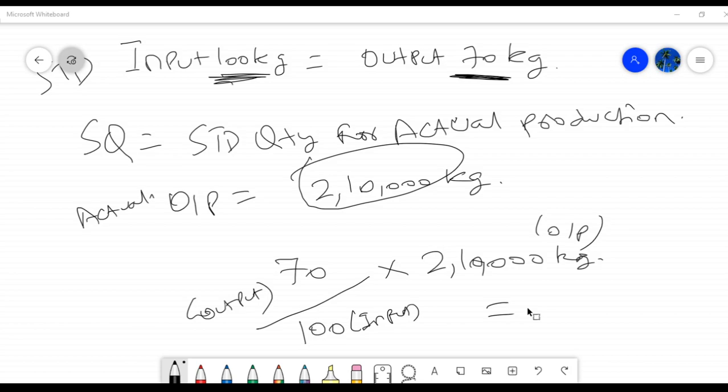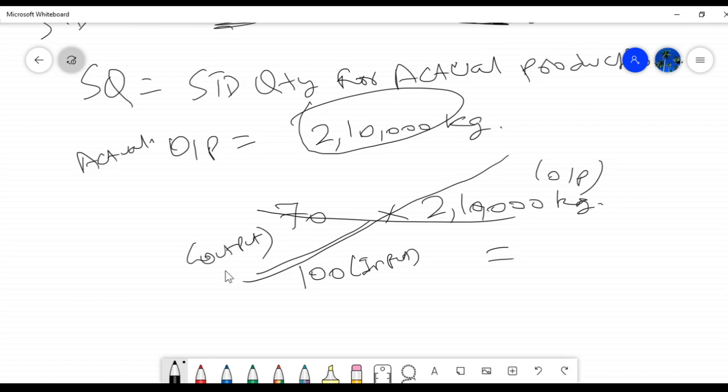I think I did it in a reverse manner. If you do it like this, then it is wrong. Okay? What is the correct thing? 100 divided by 70.